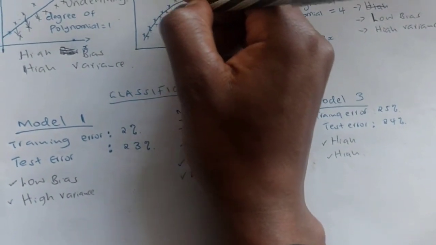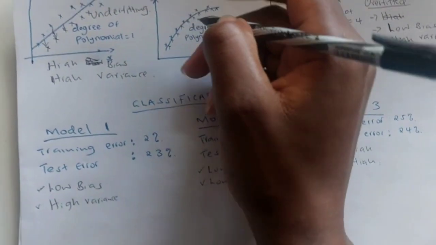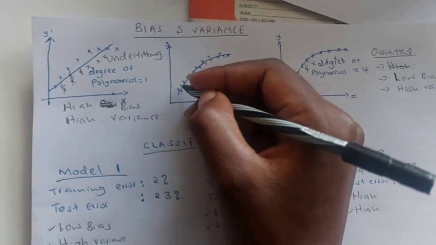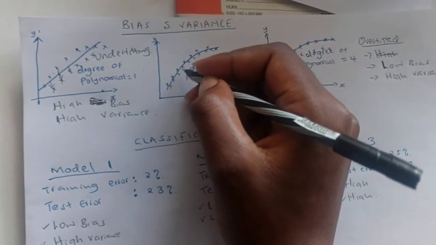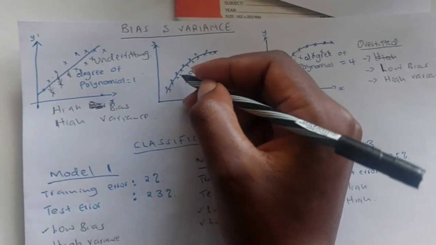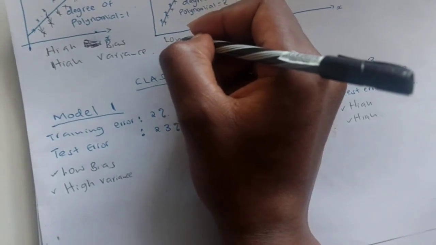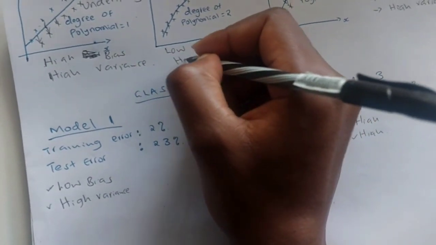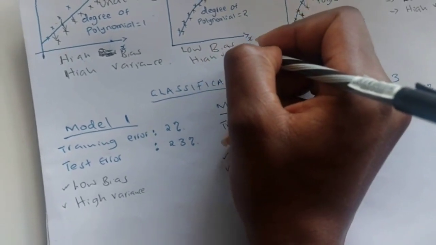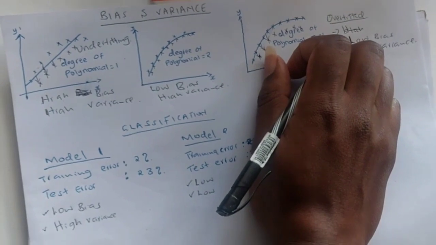When we introduce new points, it is almost fitting to this line. So in the training dataset, as you can see with the blue marker pen, it has a low error in the training dataset and also a low error in the test dataset. So we'll say that this one has a low bias and high variance. Okay, that was with regard to the regression problem.